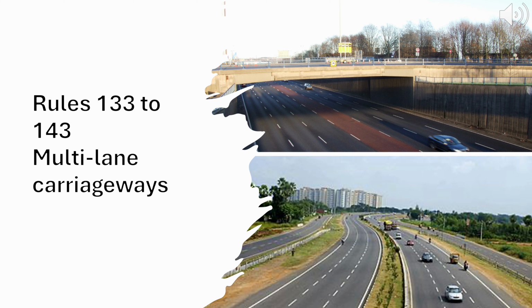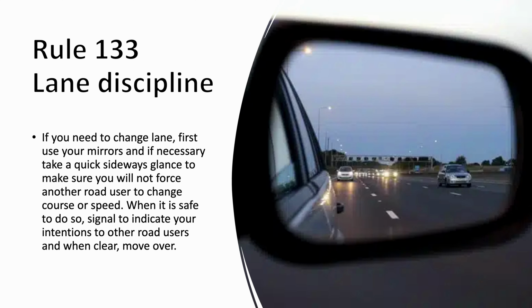Multi-lane carriageways. Rules 133 to 143. Lane discipline. Rule 133. If you need to change lane, first use your mirrors and, if necessary, take a quick sideways glance to make sure you will not force another road user to change course or speed. When it is safe to do so, signal to indicate your intentions to other road users, and when clear, move over.